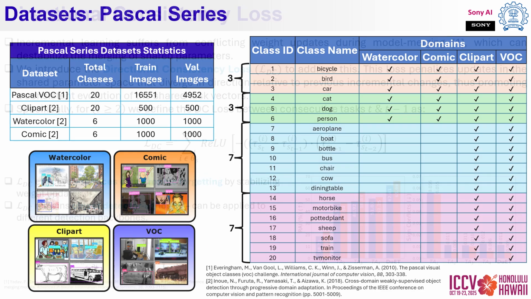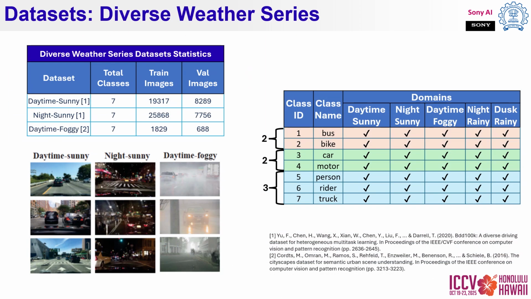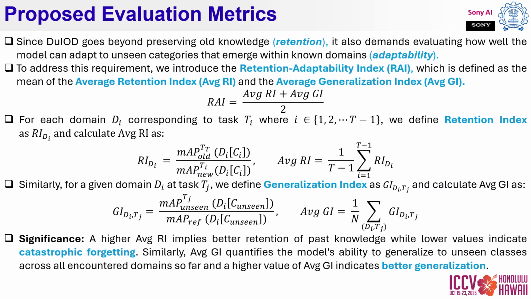We evaluate DuET on two dataset series, Pascal series with 4 visual domains and diverse weather series with 3 weather conditions. To measure both retention and adaptability, we introduce a unified metric, the Retention Adaptability Index, or RAI, combining the average retention index and the average generalization index. Higher RI means better memory of old classes, while higher GI indicates stronger generalization to unseen categories.